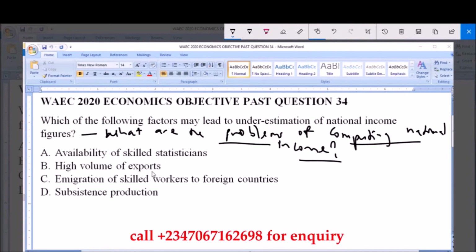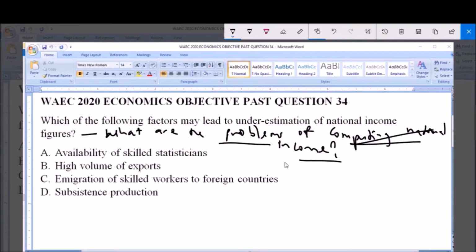Option B says high volume of exports. It isn't directly linked to the underestimation of national income figures. It isn't exactly linked as a problem in terms of computing the national income. The volume of exports, as long as it can be traced, can actually be computed, and you can't really say it will lead to underestimation of the national income. So it is not the answer to the question. So we have ruled these two out. Now, option C says emigration of skilled workers to foreign countries. Now, again, this isn't directly linked to underestimation of national income. So it is not the answer to the question.